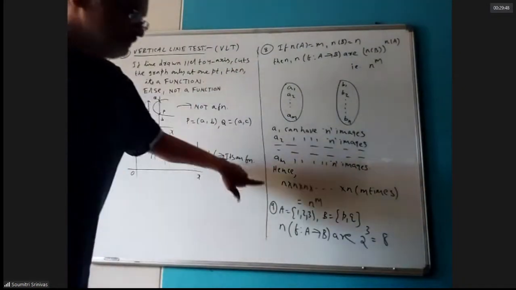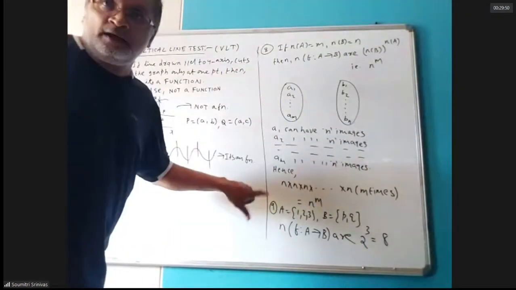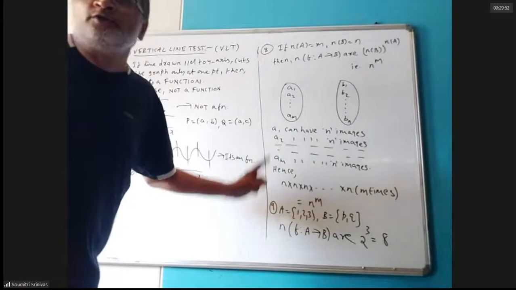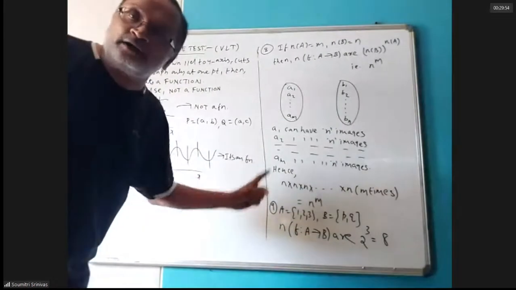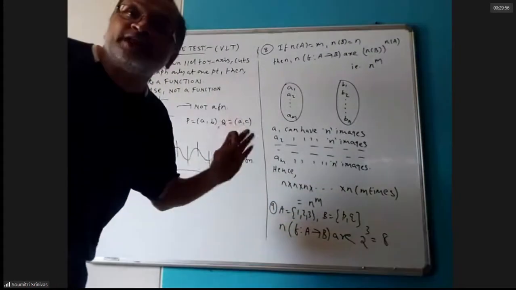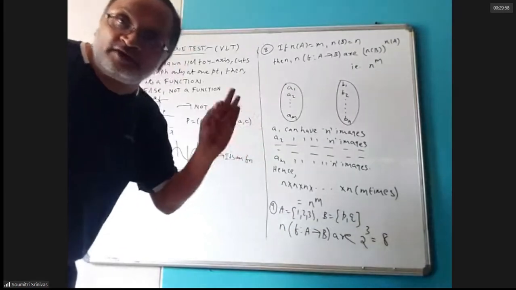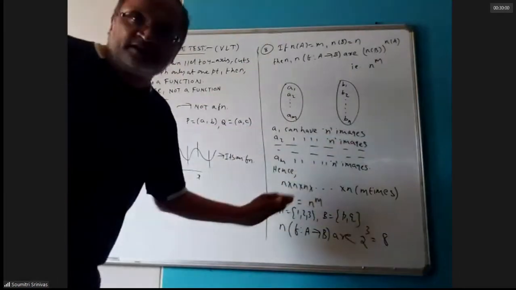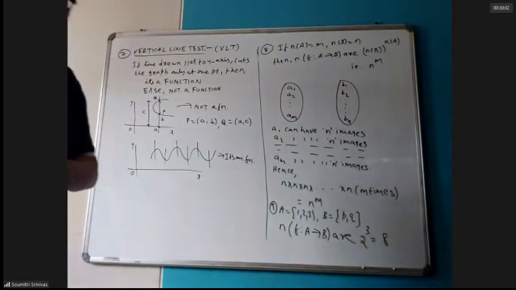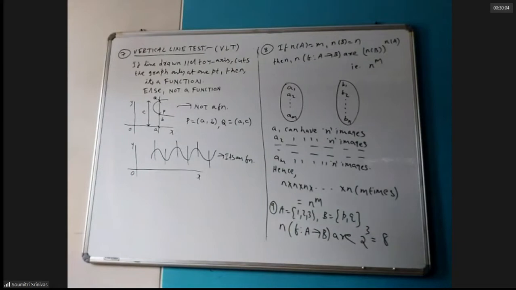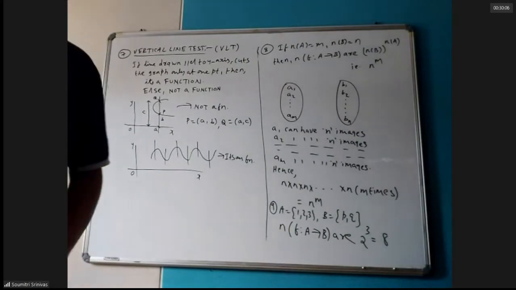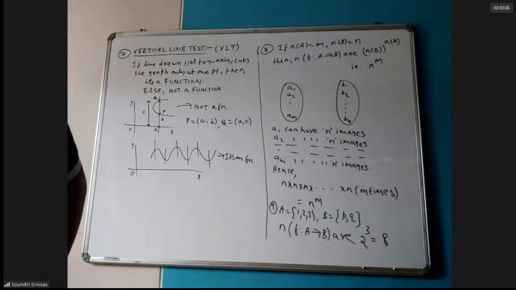This multiplication and all, you will see later. It is a second year topic called permutation and combination. For the time being, just take it as it is. Copy this. Its detailed proof you will learn in the second year topic called permutation and combination.